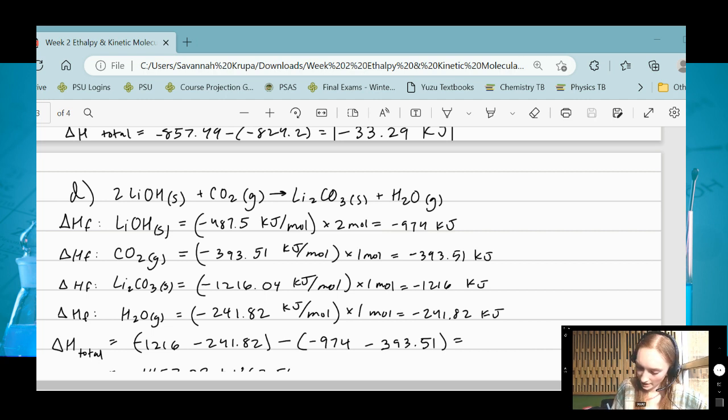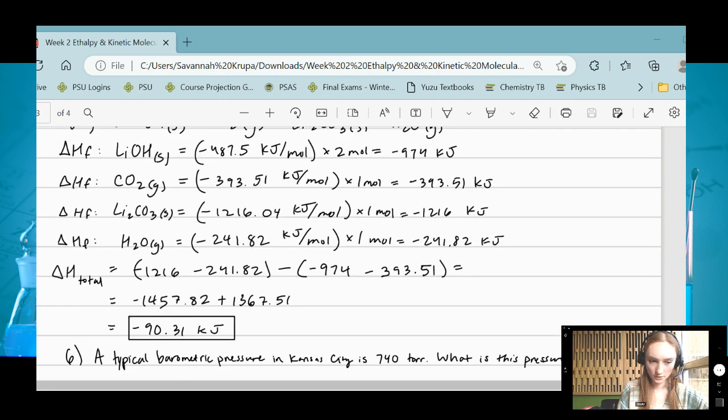So let's add those up. Negative 974 minus 393.51. Adding up all of those will give us a value of negative 90.31 kilojoules. So that is the final enthalpy value for this reaction. So we are done with all of the parts of 68.